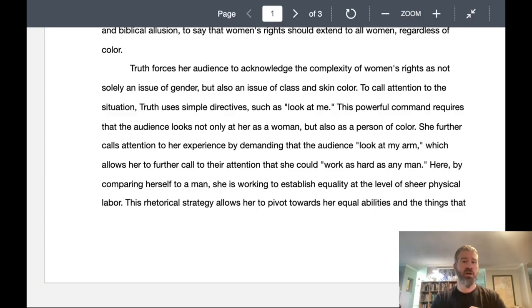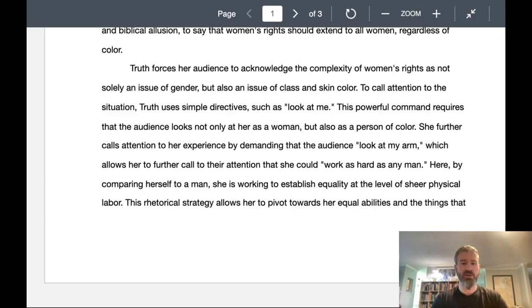So picking up after that first sentence, we have: To call attention to the situation, Truth uses simple directives such as "look at me." This powerful command requires that the audience looks not only at her as a woman, but also as a person of color. She further calls attention to her experience by demanding that the audience look at my arm, which allows her to further call attention that she could, quote, work as hard as any man. Here, by comparing herself to a man, she is working to establish equality at the level of sheer physical labor.